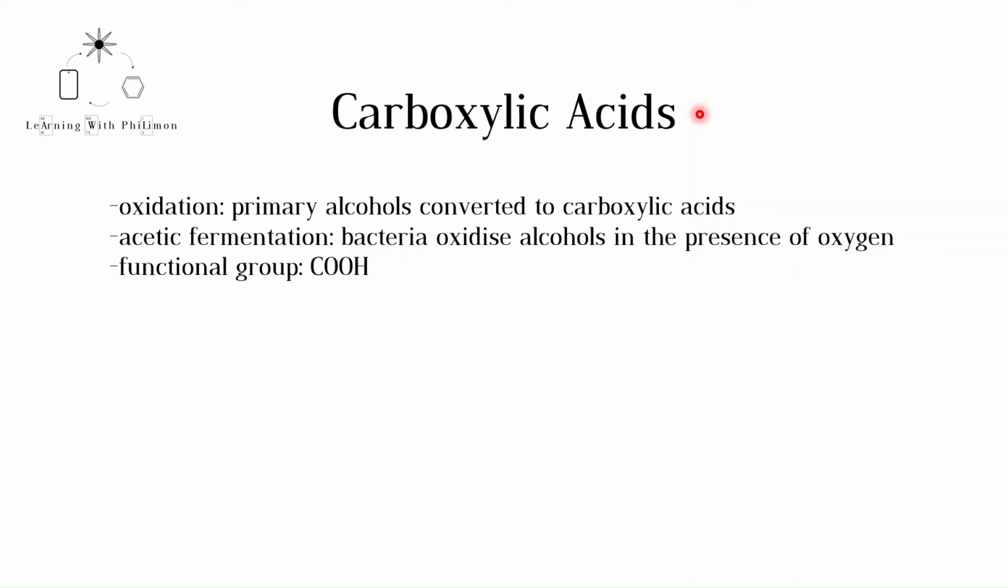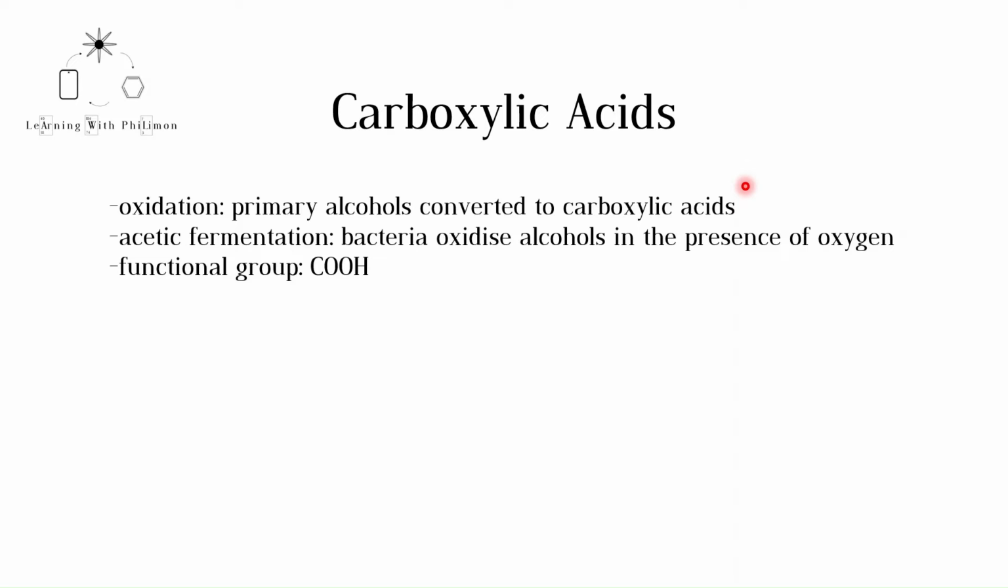In this video, we will be looking at carboxylic acids and the process of esterification. In the previous video, we learned that primary alcohols can be oxidized to carboxylic acids using the acidified oxidizing agents potassium manganate VII or potassium dichromate VI.